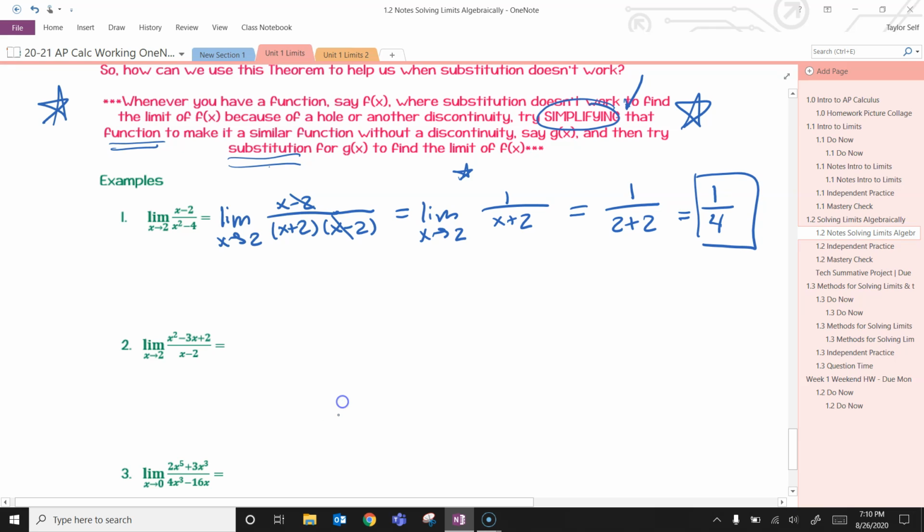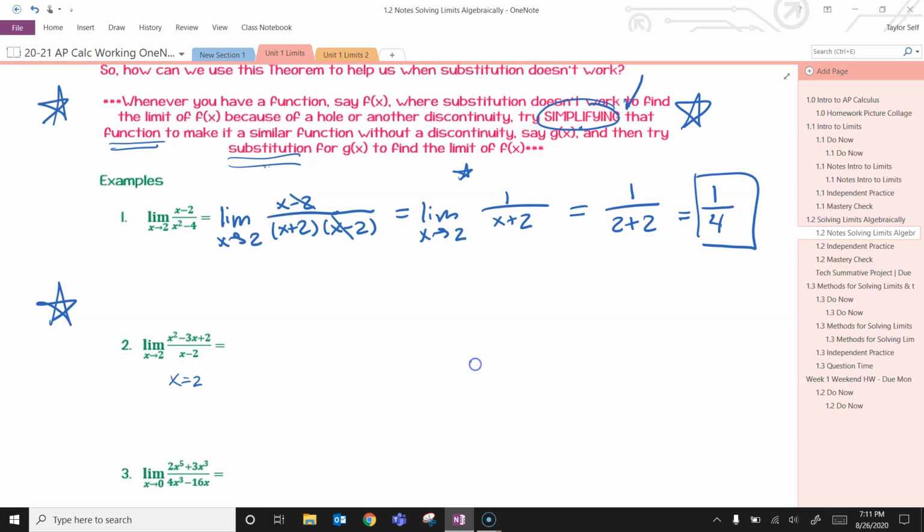All right, I want you to try this one. You have a hole. There's a problem or a discontinuity at x equals 2, because if you plug in 2, you'll get 0 in the denominator. So you need to simplify this guy, and then substitute after. All right, you try.